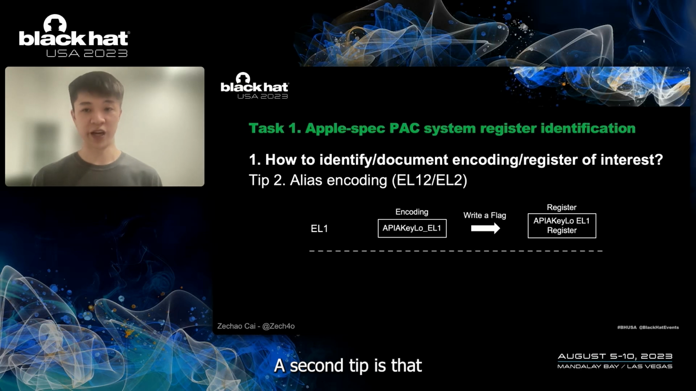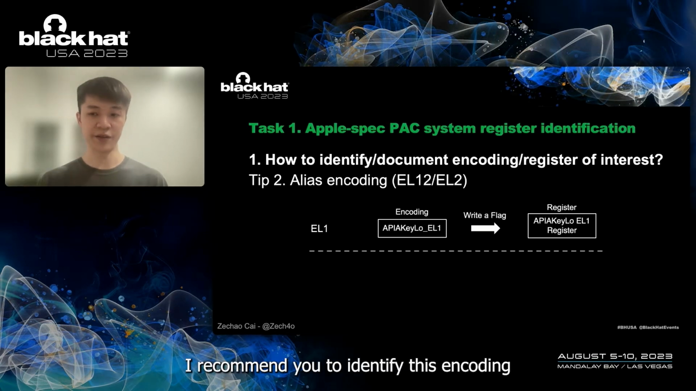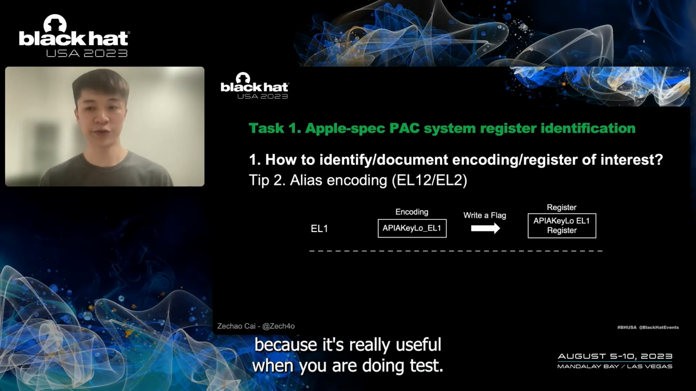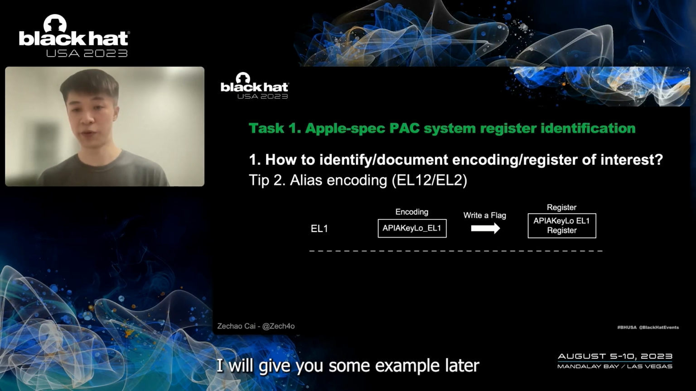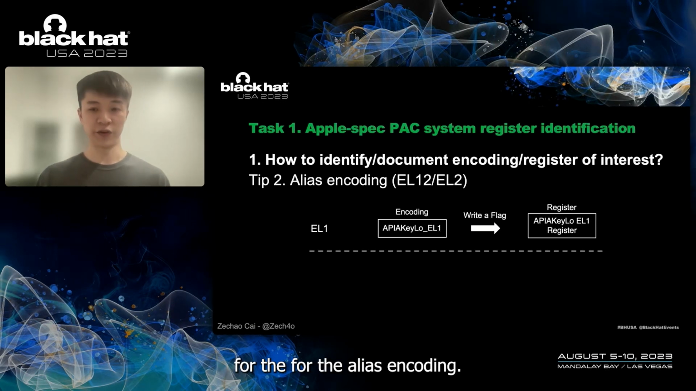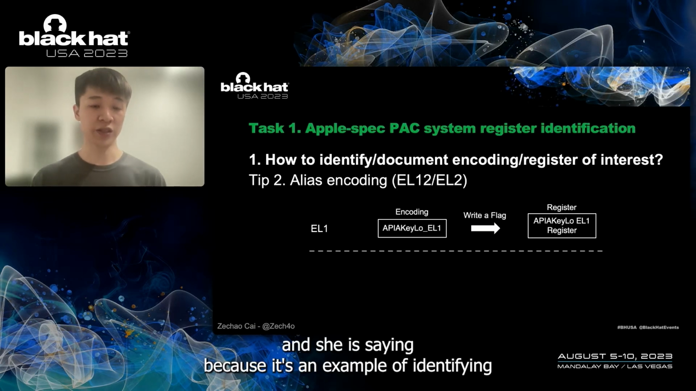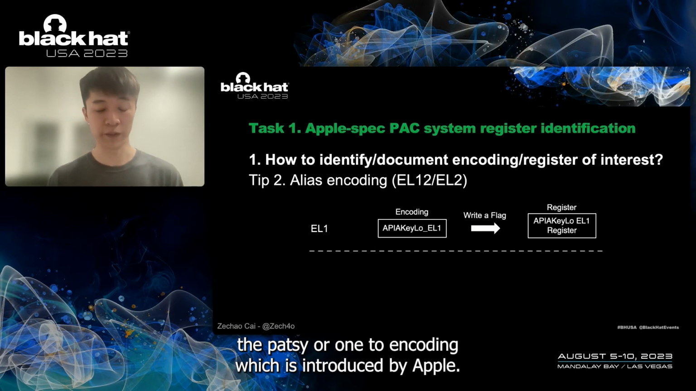The second tip is that I recommend you identify the alias encoding because it's really useful when you are doing tests. I will give you some examples later. For the alias encoding, we can identify them based on the system register redirection feature. And here's an example of identifying the PAC-C EL12 encoding, which is introduced by Apple.